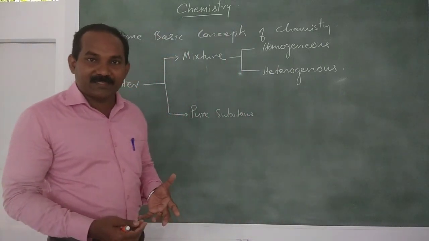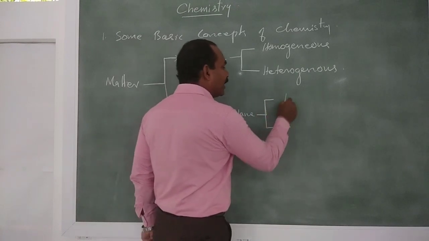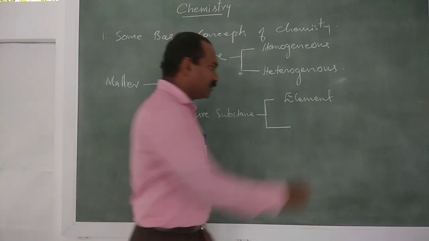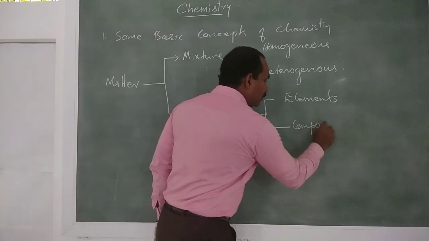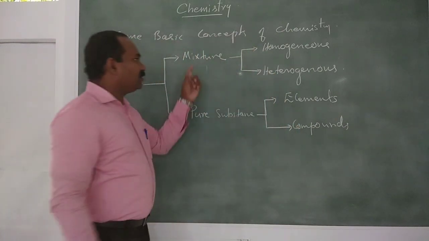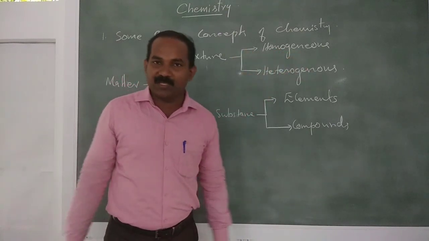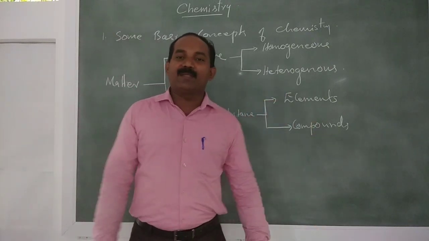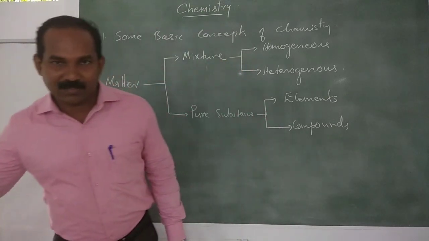In pure substances, we divide into two. The first division is elements. The second division is compounds. So in mixture, two subdivisions: homogeneous mixture and heterogeneous mixture. In the case of pure substance, two divisions: elements and compounds. Let's discuss one by one.